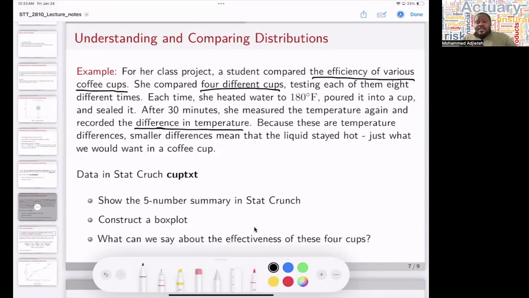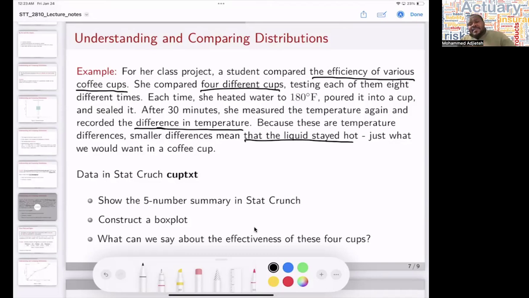So what it means is that initially it's 180. So now if she measures the temperature now, and let's say it's 175, so she's going to record 5. That is what it means. Because these are temperature differences, a smaller difference means that the liquid stayed hot. Because if it is 180 degrees and now she measures and it's say 179, the difference is 1 degree Fahrenheit. Then that means that the liquid is hot in the cup.